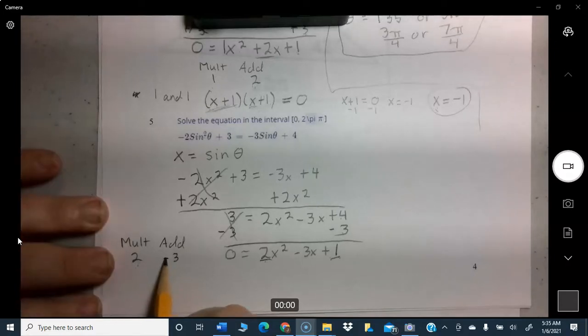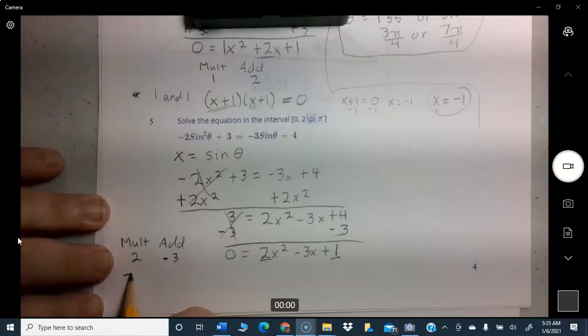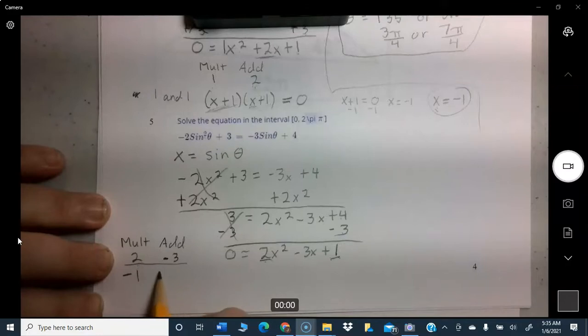So I'm going to start with the smallest negative number, -1. Okay, and -1 times what would give me 2? -1 times -2. So -1 times -2 gives me 2. Now let's see if they add to -3, and they do. -1 plus -2 gives you -3. So these are the two numbers.